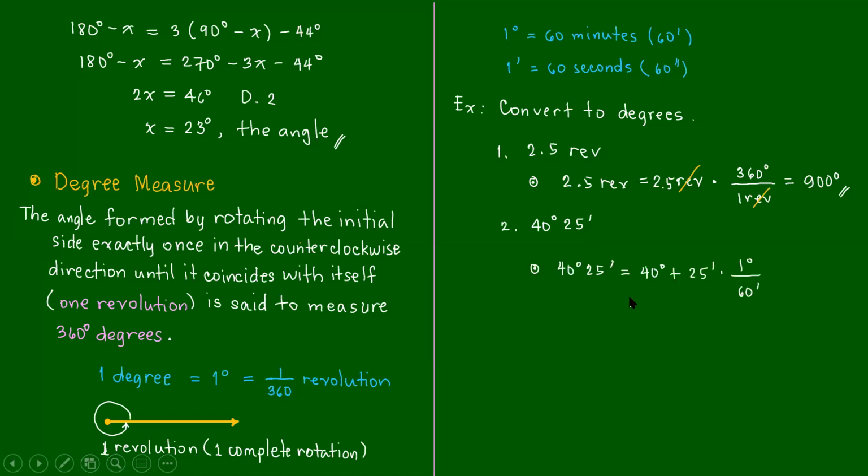So 40 degrees, 25 minutes means 40 degrees plus 25 minutes. But 25 minutes, when multiplied by 1 degree per 60 minutes, this is our conversion factor. 1 degree is equal to 60 minutes, so that it will not affect the value. It will only change the form, no? So it is actually equivalent to 1. So 1 degree times 25 minutes over 60 minutes is around 0.42 degrees. So 40 degrees 25 minutes is equal to 40.42 degrees.